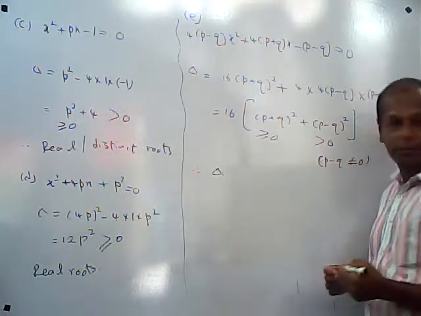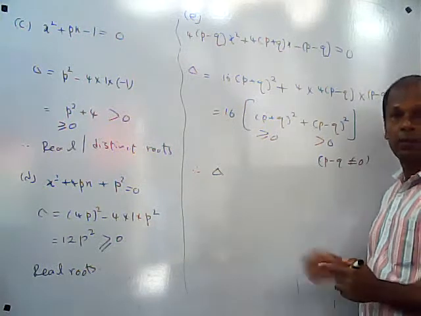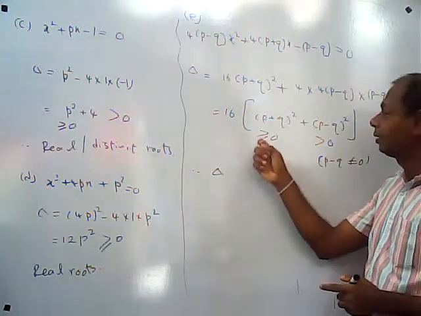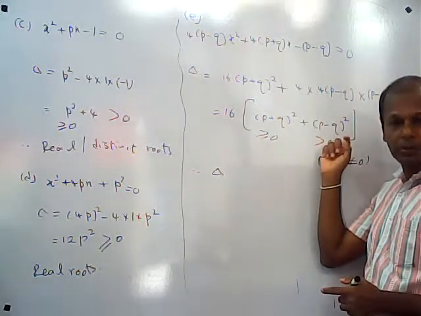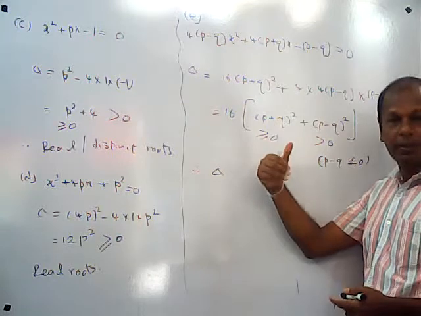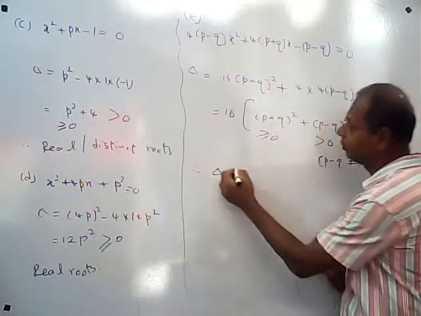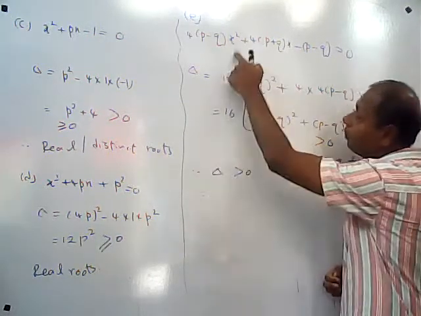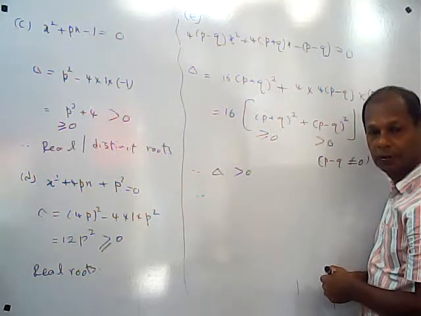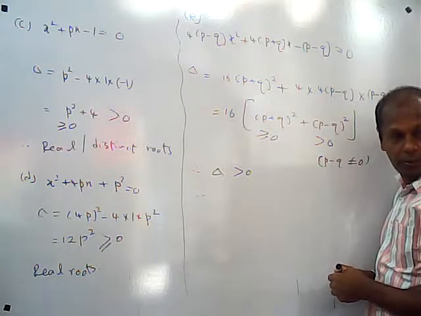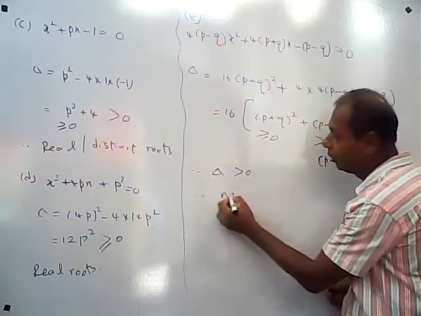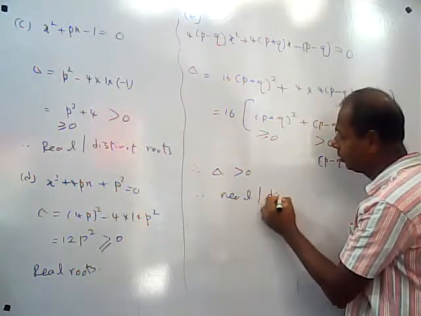What about delta as a whole? This is greater than or equal to 0. You add a positive number to that, multiplied by 16. Definitely greater than 0. It's positive. And the conclusion: the roots are real and distinct.